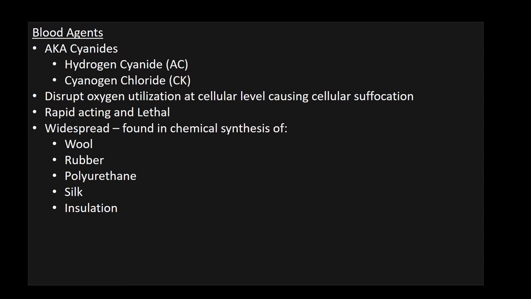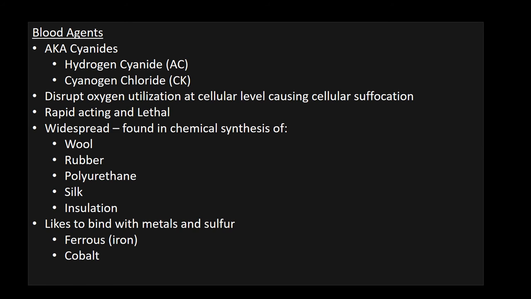They are widespread and they are found in the chemical synthesis of wool, rubber, polyurethane, silk, and insulation. So people might get cyanide poisoning accidentally. A lot of times it's seen in firefighters. And it used to happen in polyurethane couches. When they'd catch on fire, a firefighter would go in there, maybe not have their SCBA on, and they'd get exposed to this burning couch, and it'd be releasing cyanide, and you could get cyanide poisoning from burning material. You don't see it as much anymore, but it's still a byproduct of a lot of chemical synthesis and industrial processes.